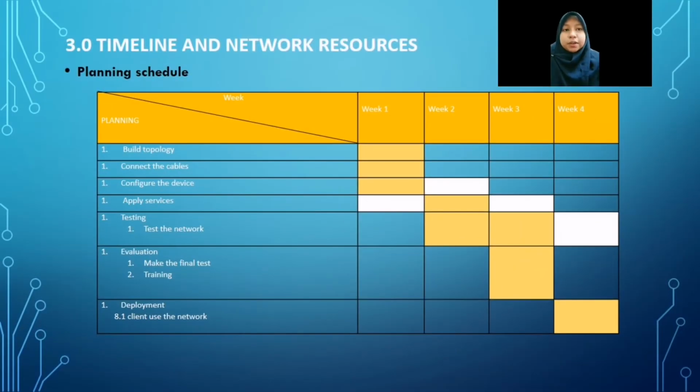Timeline and network resources. We are using a planning schedule. For the table, for the first week we build the topology, connect the cables and configure the devices. For the second week we apply services and test the network. For the third week we make an evaluation, first making the final test and testing. And for the last week we do deployment. We give the client the network to use.